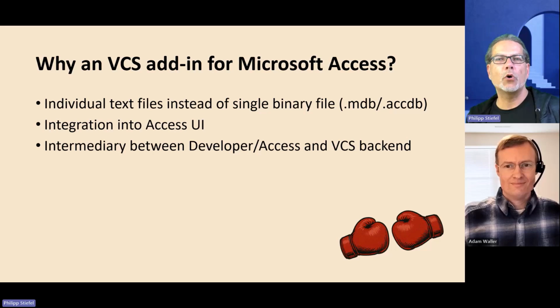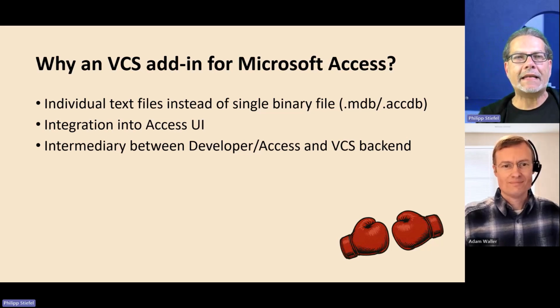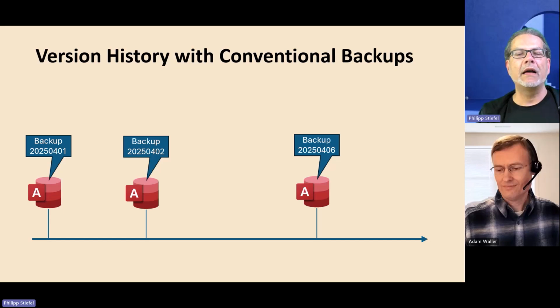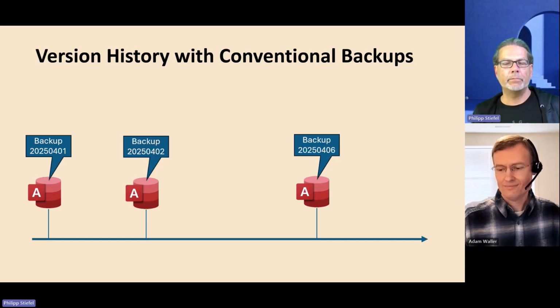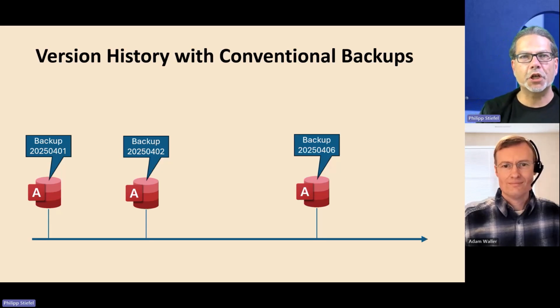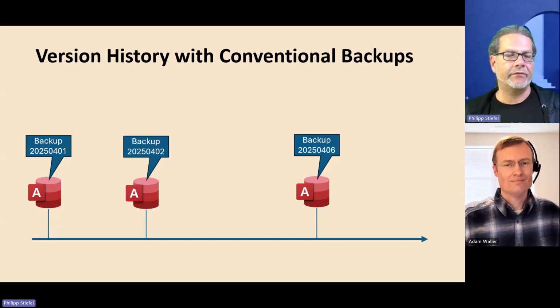And it can also act as an intermediary between you, the developer, and your Access development environment and any version control backend. Now, let's look at the problem of the history with conventional backups. Let's assume you make daily backups, or whenever you make major changes to your application, you make a backup that is just a copy of the Access file, maybe contained in a zip archive or whatever, but in essence, it is an Access file.